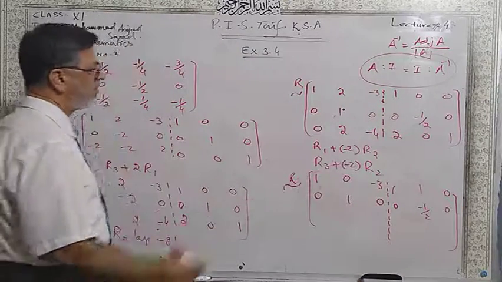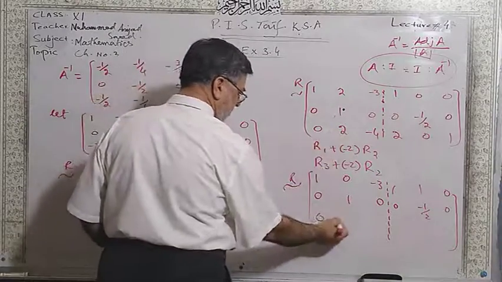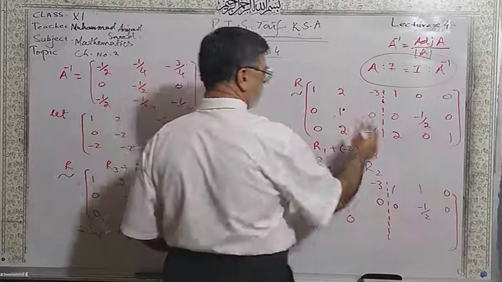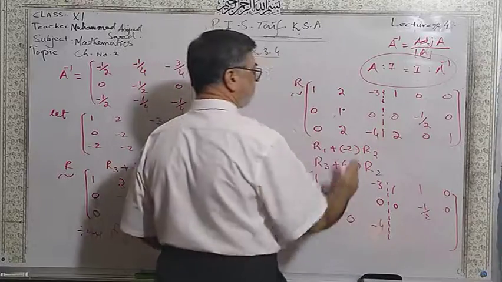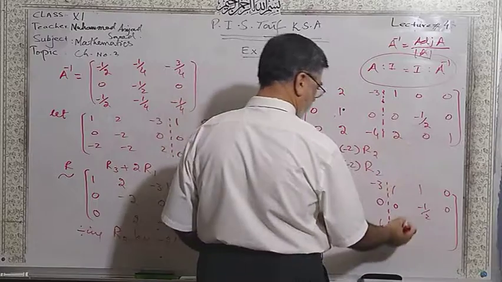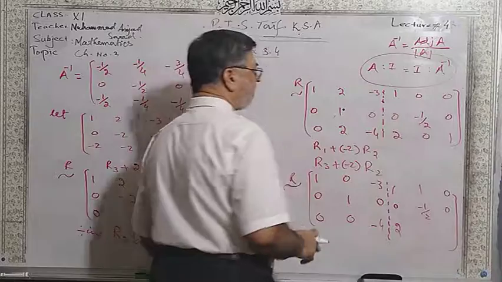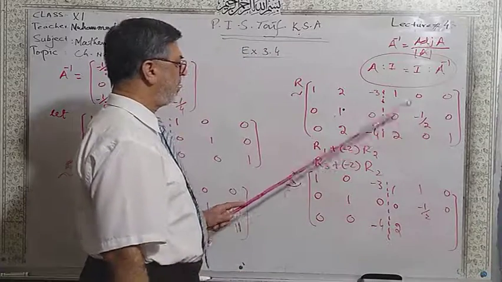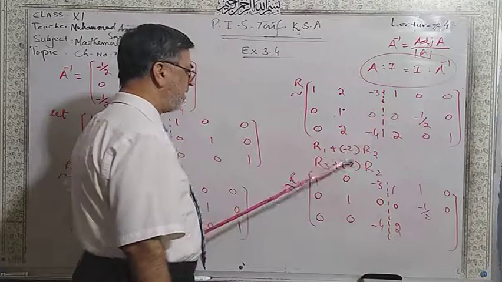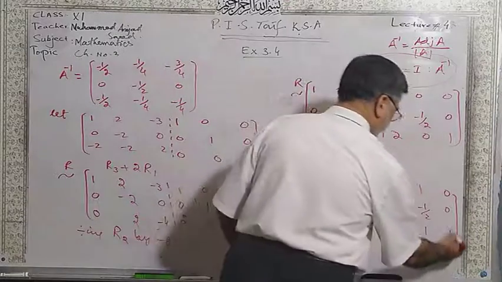Similarly, multiply R2 by minus 2 and add here, that will be 0. This will be minus 4. Multiply this minus 2 and this will be no change, 2. Here multiply this number by minus 2, minus minus plus 2 to cancel out. We are left with 1 and here is 1.